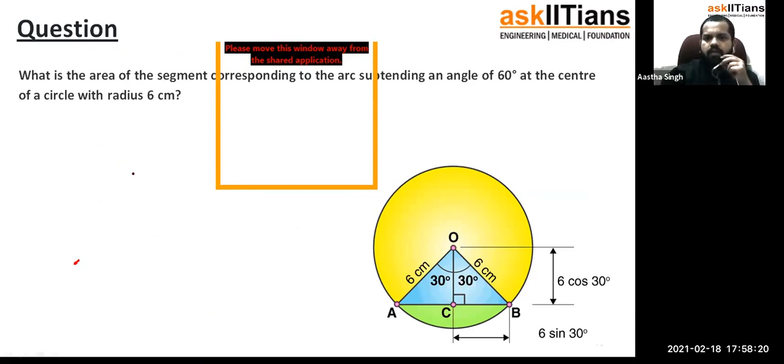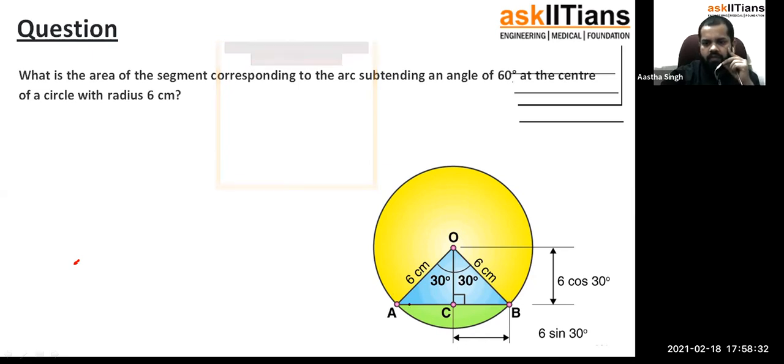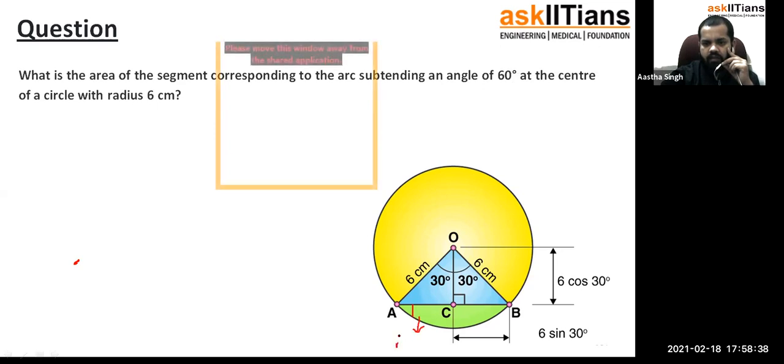So find the area of segment corresponding to the arc subtending an angle of 60 degrees at the center. The question is given, the angle of 60 degrees is given. AB is your chord, and the green one you have to find. You have to find this segment, the green shaded region.